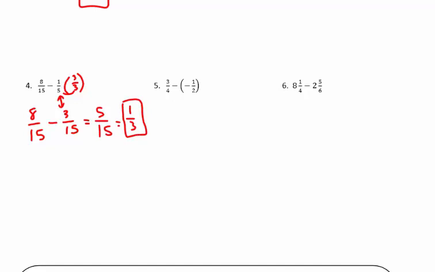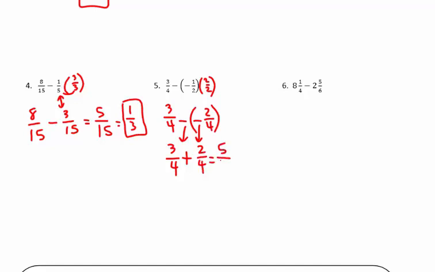Number 5, a common denominator of 4 and 2, so the smallest number they both go into is 4. I leave 3/4 alone. And 1/2, I'm going to multiply that by 2 over 2, which will give me 2/4. Now I can use it. And I remember the rules for integers. I'm going to leave the first number alone, so 3/4 stays. This becomes addition, and I flip the sign of the number after it, so this is positive 2/4. And now I add them and get 5/4. And I change that into a mixed number, 1 whole, and I have 1 part left over out of 4 still.